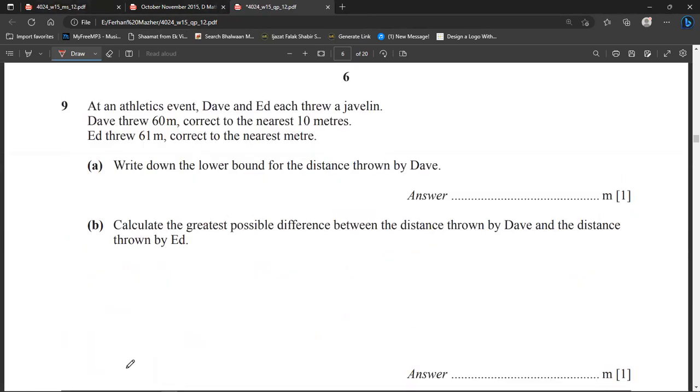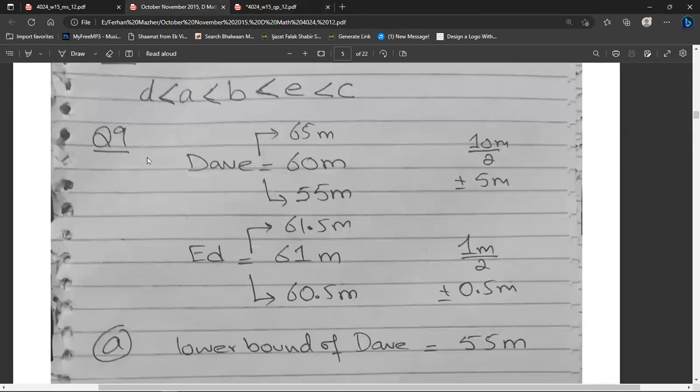Question number 9, he says, at an athletics event, Dave and Ed each threw a javelin. Dave threw 60 meters correct to the nearest 10 meters, and Ed threw 61 meters correct to the nearest meter. Write down the lower bound for the distance thrown by Dave. So Dave's reading is 60 meters and this is correct to 10 meters. So you will divide the 10 meters by 2. You get 5 meters. So add 5 and subtract 5.